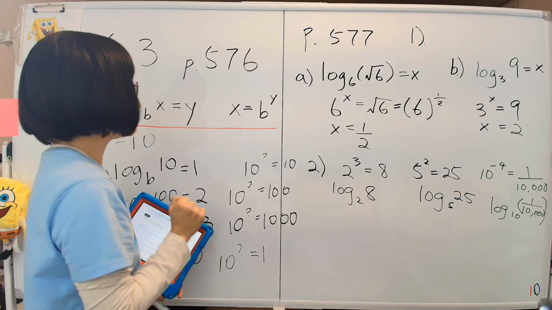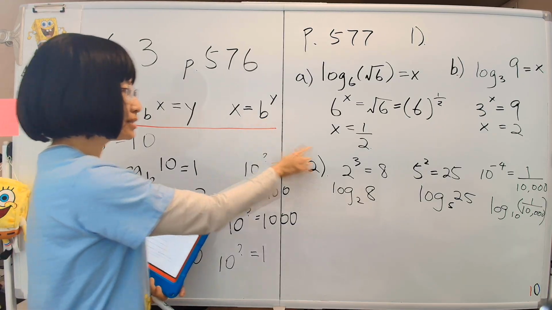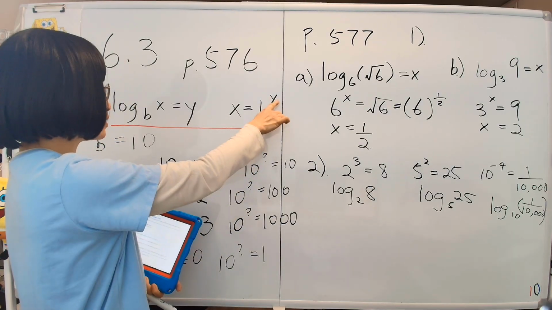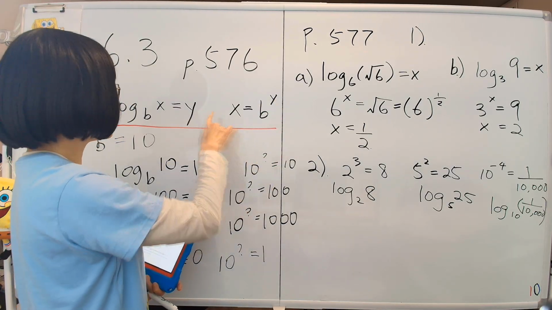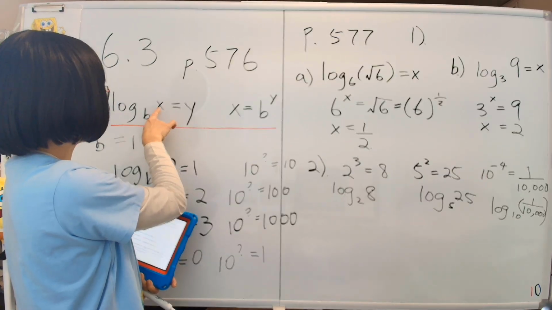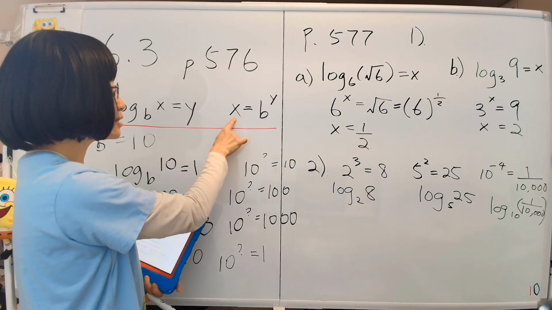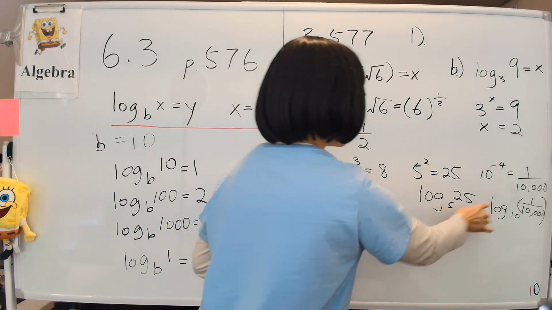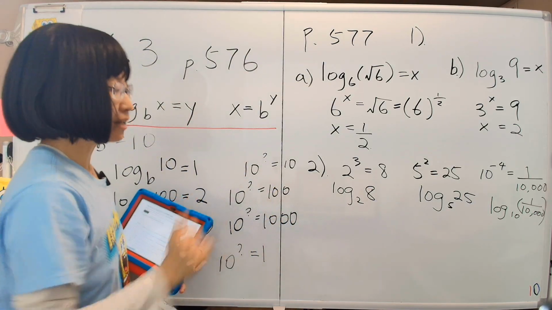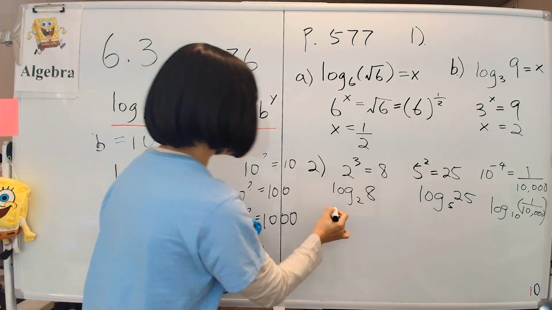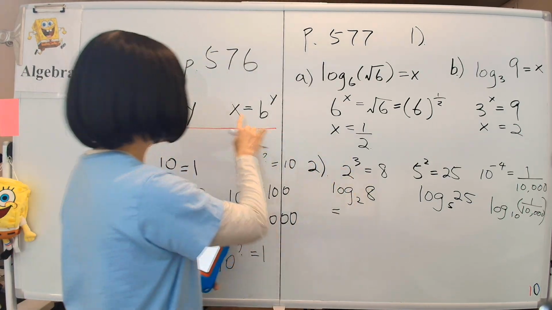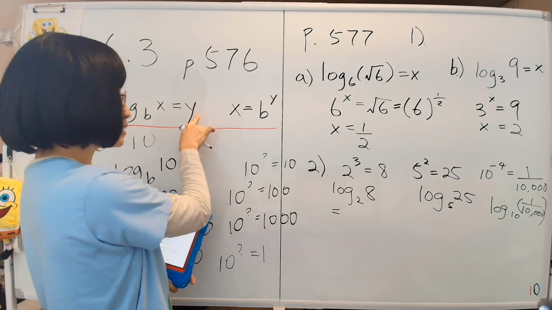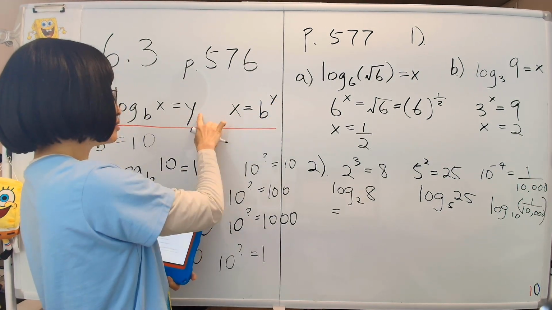Let me make sure I got it right. This number is the base, and whatever's on top is what it equals to. But x is what the solution is. So that's 8, 25, 1 over 10,000. So what does that equal? The result of the log is the exponent, you notice.